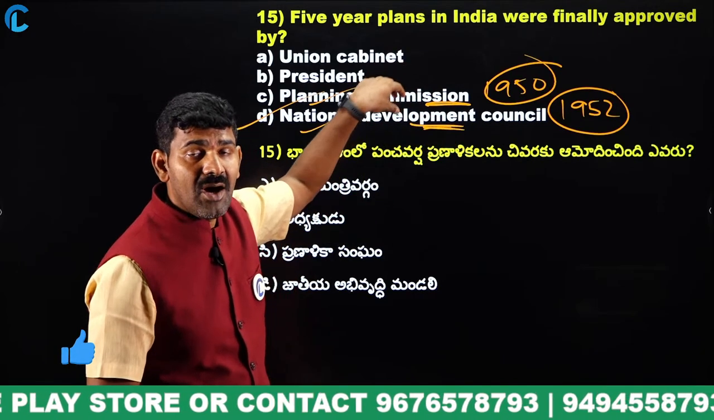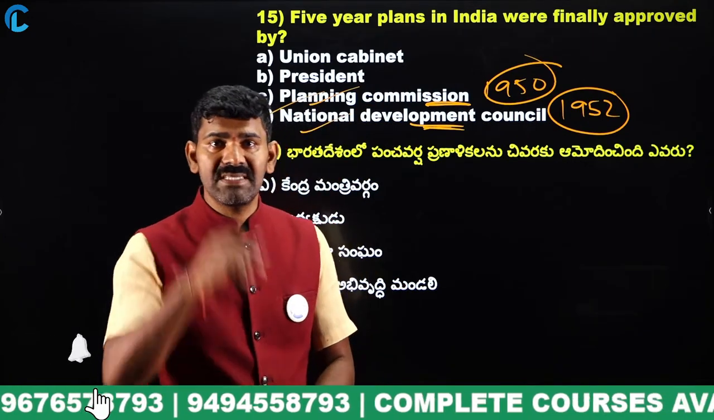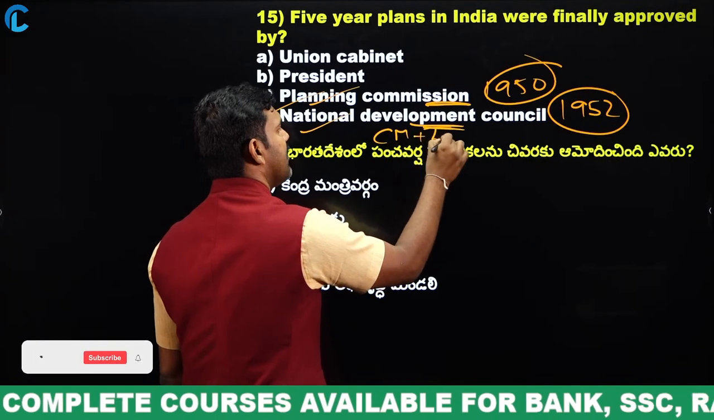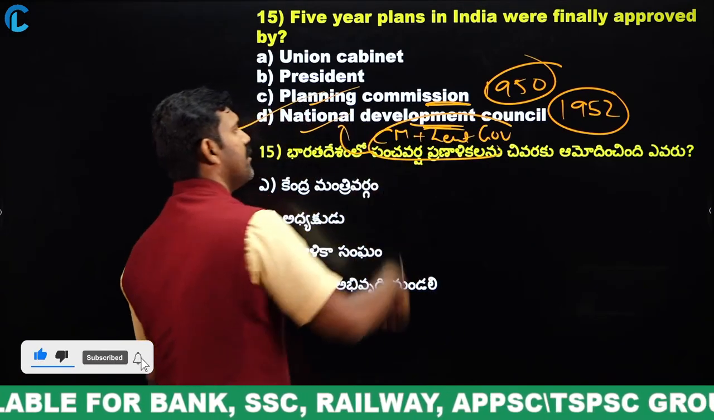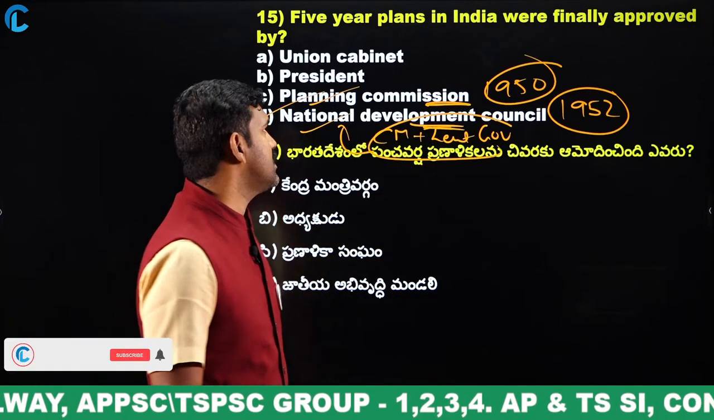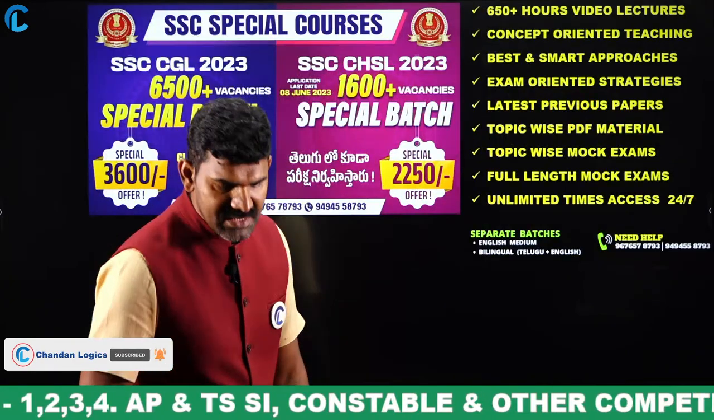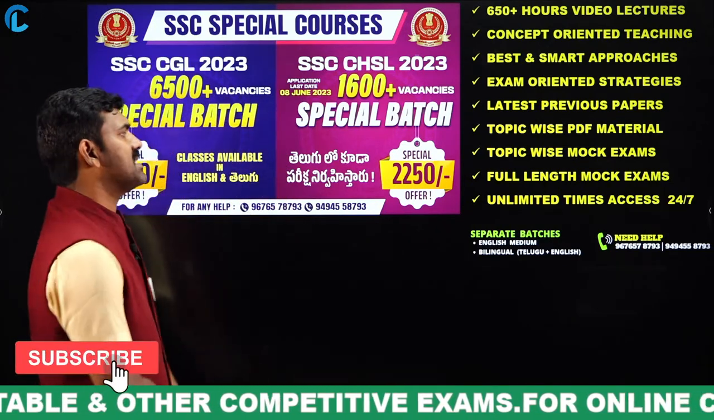And the members of the National Development Council are the Prime Minister, Planning Commission members, and very, very important, the Chief Ministers of the States along with the Lieutenant Governors. They are also going to be the members of the National Development Council. Very, very important points. So, these are with respect to the 5-year plans concept. Clear? Super.